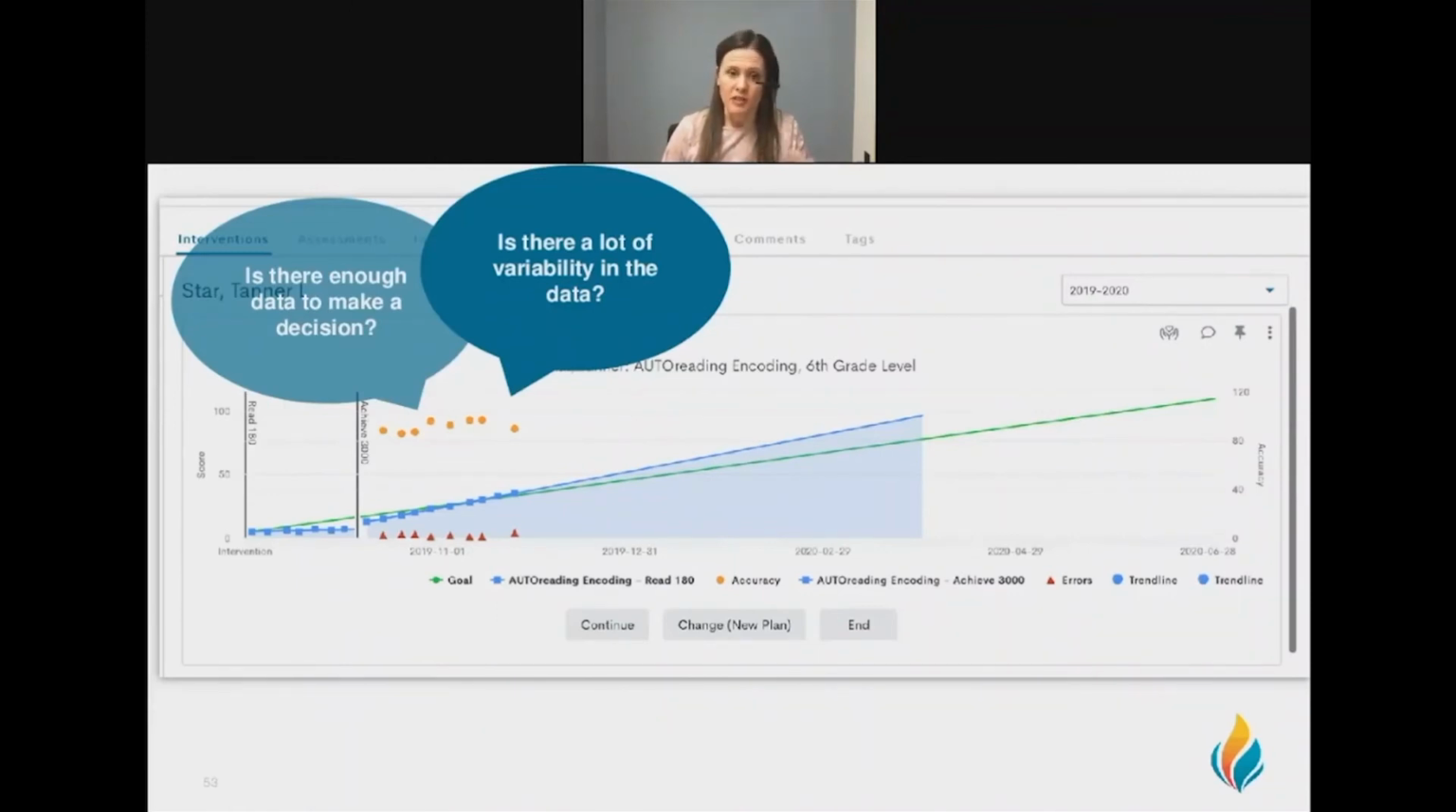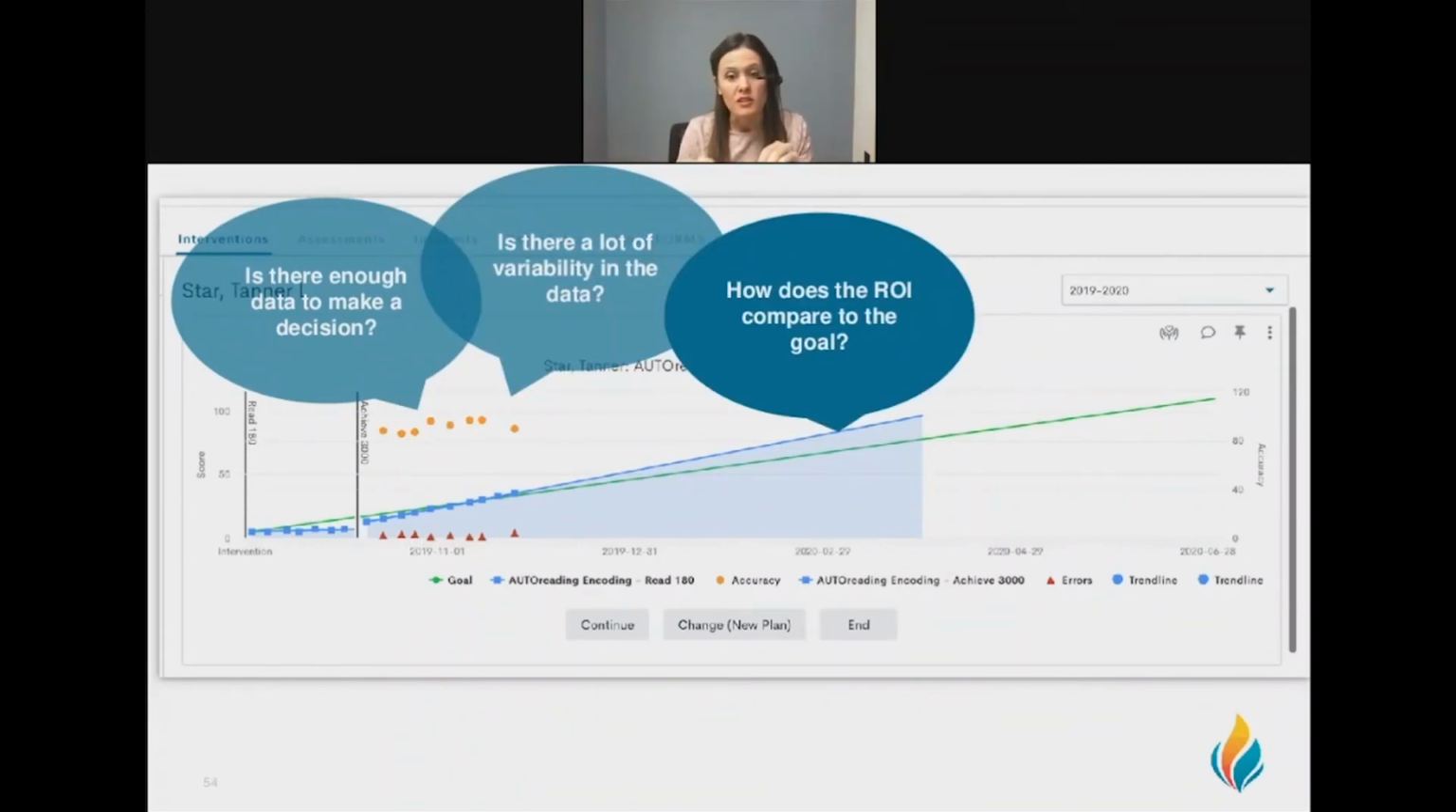Another question that's really important in this case is, is there a lot of variability in the data? By that I mean, how often are we seeing high and low scores? If we see a lot of variability, we would be less confident in the actual scores themselves. That might mean that the student is distracted or that the measure itself is very unreliable. So it's really important that we look at the amount of bounce that happens from one data point to another. The closer the data points are, the more confident you can be that the trend line is actually showing us true skill.